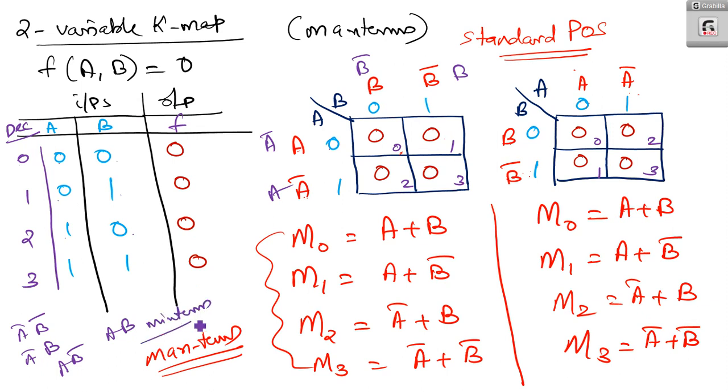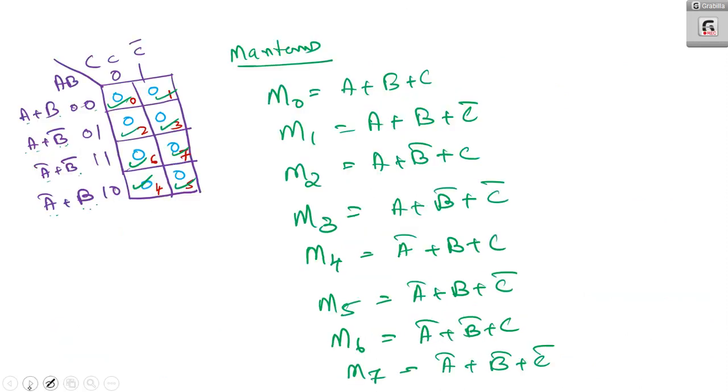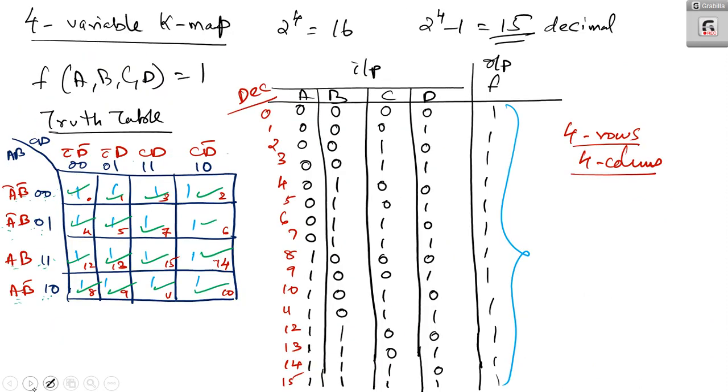Okay, so if you are writing the terms, instead of this zero, you can write A or B. Instead of this zero, you can write what? A or B bar. Instead of this zero, you can write A bar or B. I think you have got the point, right? Now, in the case of three variable also you can do the same, as well as in the case of four variable also you can do the same.